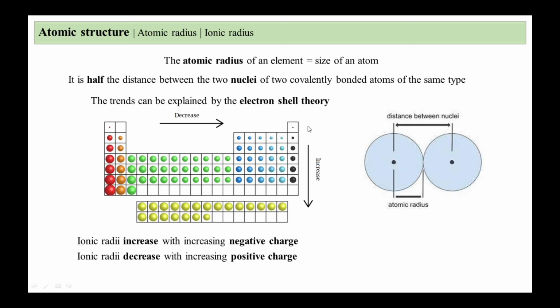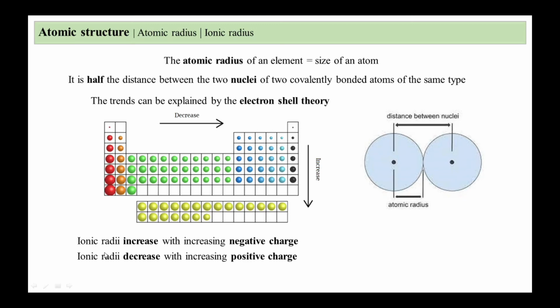Then, by going down the group, the number of electron shells is increasing. So those added electrons, which are in the outermost shell, will have weaker attractive forces attaching them to the nucleus. So this is why the atomic radius becomes bigger.